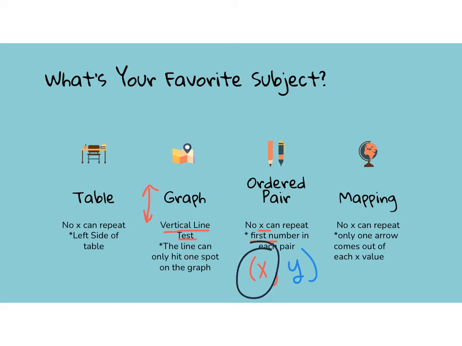And from the mapping, again, no x can repeat. So on the mapping, it looks like when only one arrow comes out of each x value. So if you have your x values over here, you cannot have more than one arrow coming out of one number. If you do, that is not a function, okay? Only one arrow from each x value.